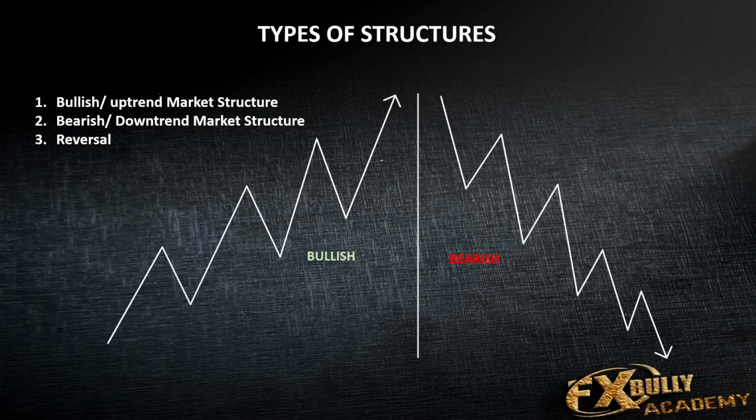We'll be looking at types of market structure. The first structure that we have is a bullish structure, where the market is going higher and higher, and that is known as an uptrend. We've covered that in the market structure video and the advanced market structure. And then the second type of structure, we also dealt with. It is a bearish market structure where the market is moving lower and lower. This is known as a downtrend.